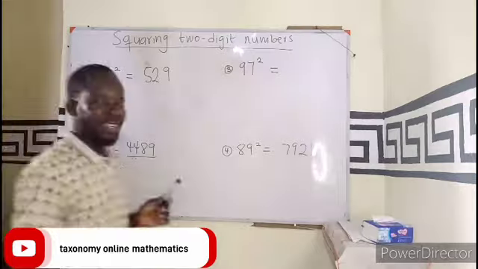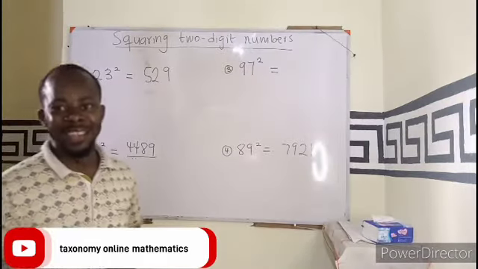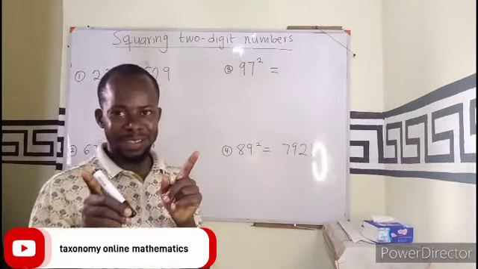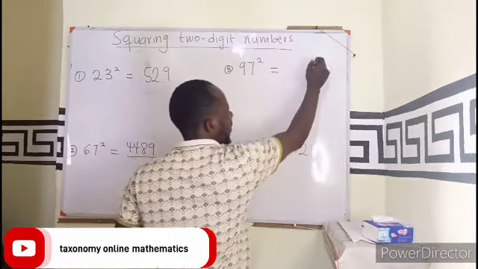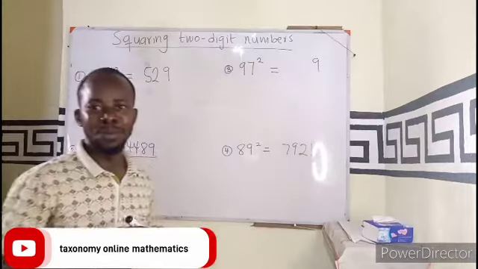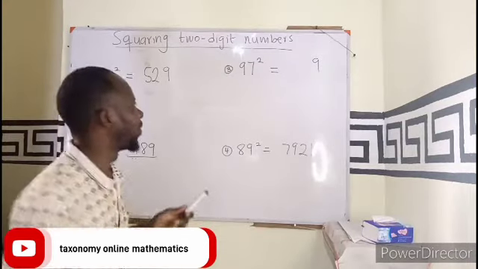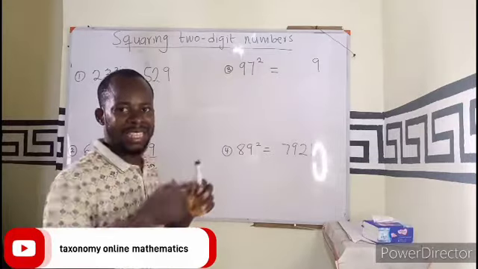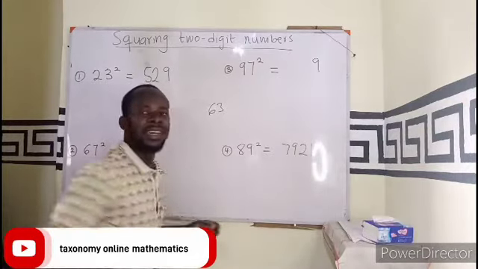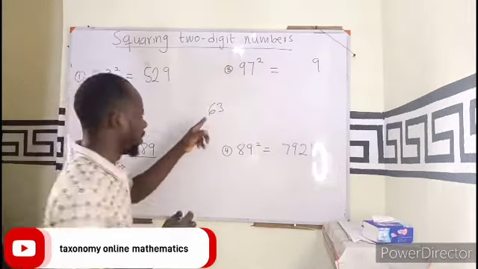Alright, let's take this. 97. We are going with the first method. Square the last number, that is 49. So I have 9. Don't forget we are carrying 4. Then I find the product of this. 7, 9, I guess 63. Double of this will be 12, 9.